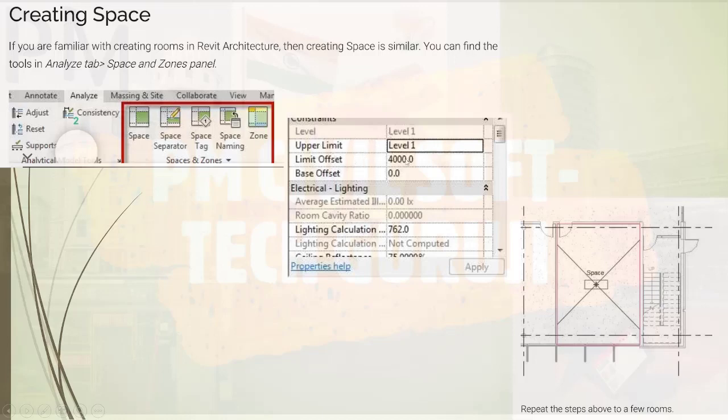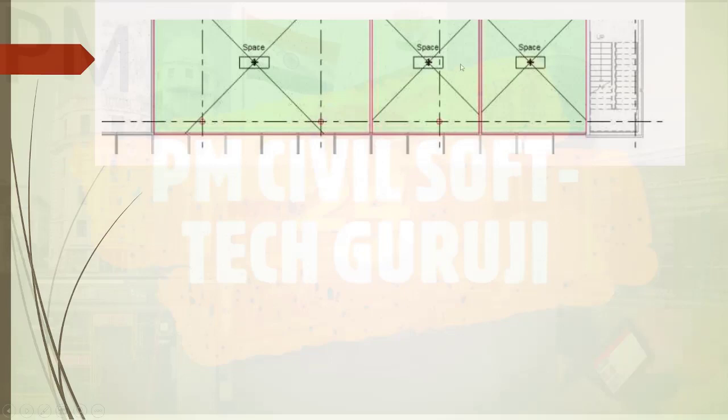Keep your mouse on a room. You can see the preview of your space. Click it to place it. Just like room tagging, you do it the same way. Then repeat the steps above for a few more rooms. Now you will see in the figure what will happen.